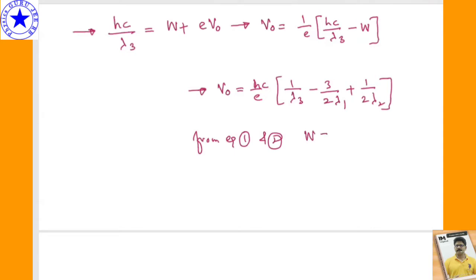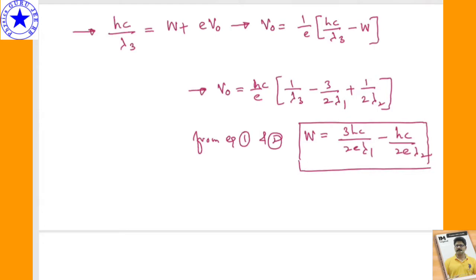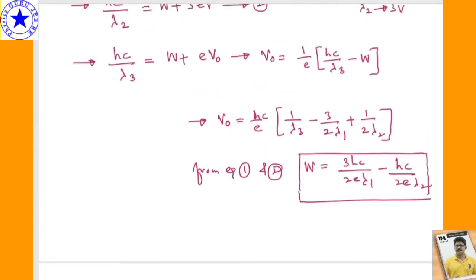So the work function is equal to 3hc by 2e lambda 1 minus hc by 2 e lambda 2, by solving equations 1 and 2. I simply substituted this in the above equation and took hc common outside. But here V naught is the answer, which is the required stopping potential.